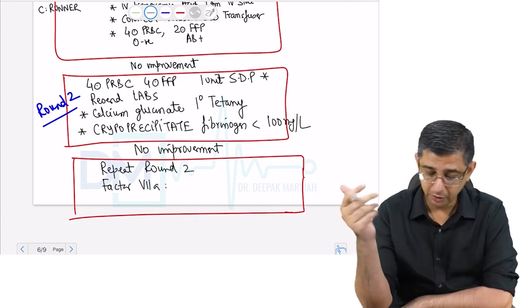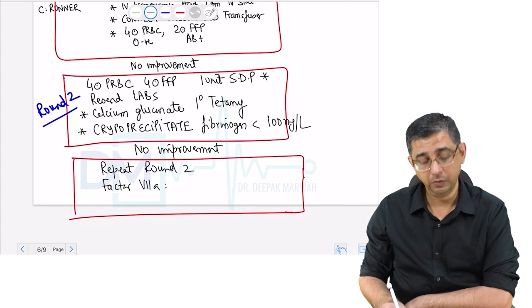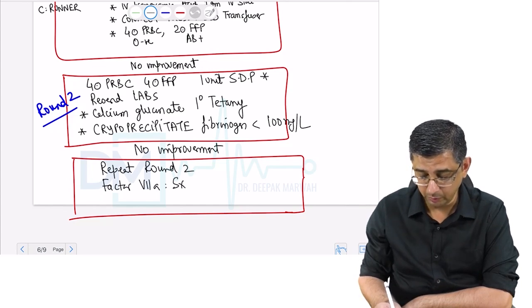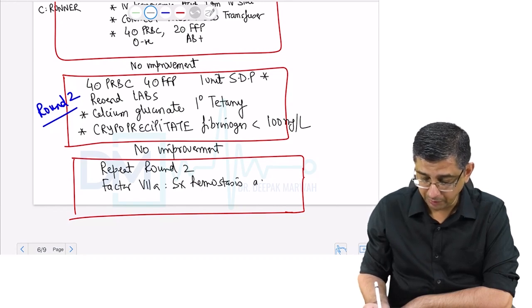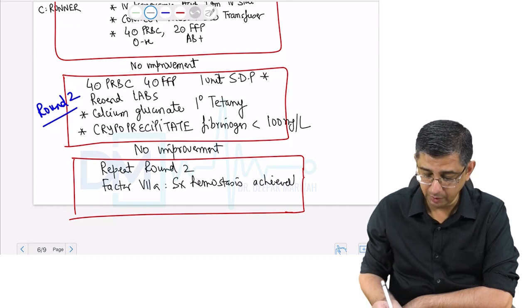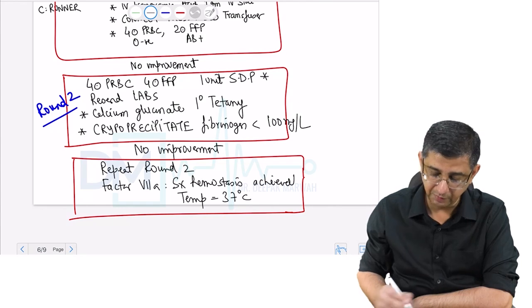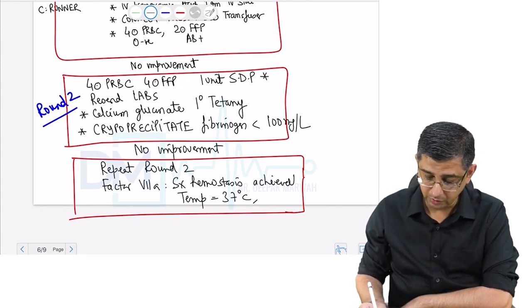So let us look at indications for giving factor 7A in the patient. One of the indications would be that surgical hemostasis has been achieved. The body temperature of the patient has also stabilized. When he came, he was hypothermic. Now the body temperature is up to 37 degrees Celsius from 35. The pH of the patient is also stabilized.